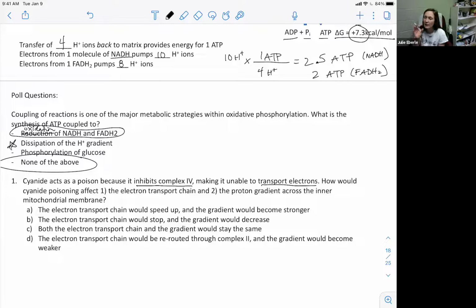So if we inhibit complex 4 and it can't pass electrons back across the membrane: A, the electron transport chain would speed up and the gradient would become stronger. B, the electron transport chain would stop, the gradient would decrease. C, both the electron transport chain and gradient would stay the same. Or D, it would be rerouted through complex 2 and the gradient would become weaker. So I'm going to launch this poll. Don't say your answer out loud. Just put it on the poll, A, B, C, or D. What do y'all think?